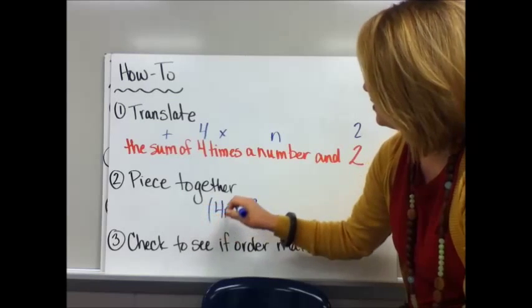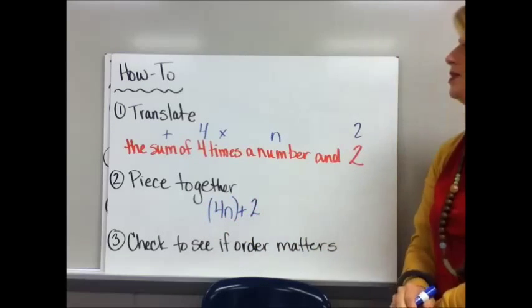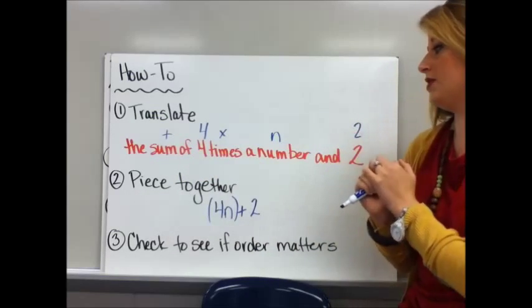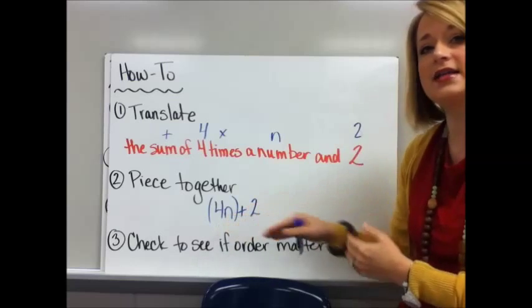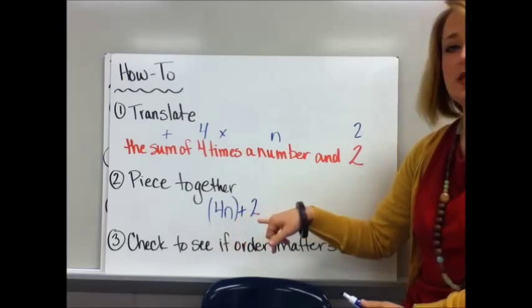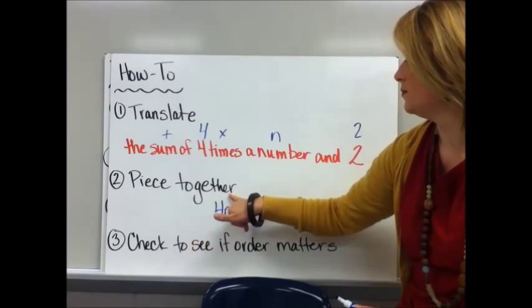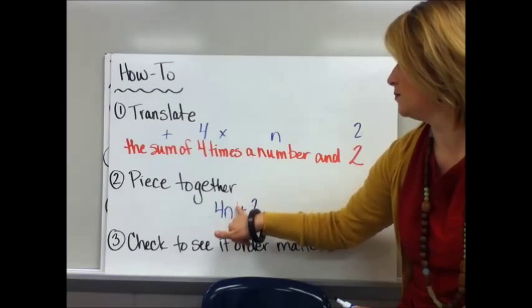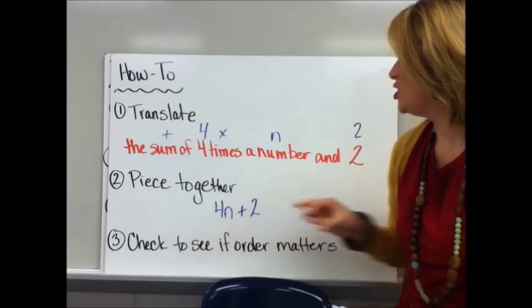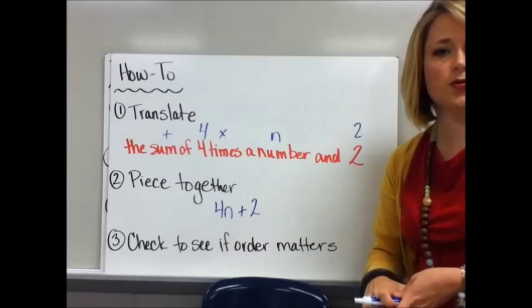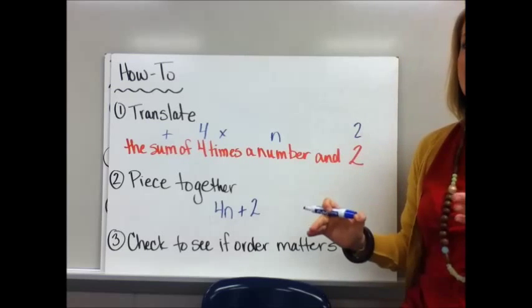You could have put parentheses right here, 4 times n plus 2. Like I said, when you see words like sum, that means you need to use some parentheses in there. However, when I look back at it to see if it makes sense, these parentheses are not necessary, so I can take those off. And check to see if the order matters. We have multiplying and we have adding here, and as you find with the commutative property, order does not matter in that case.